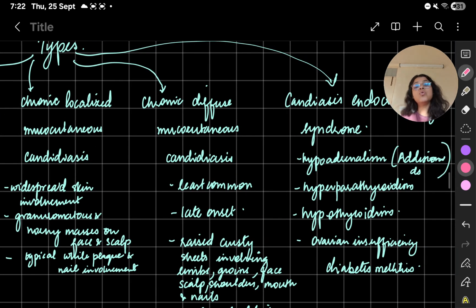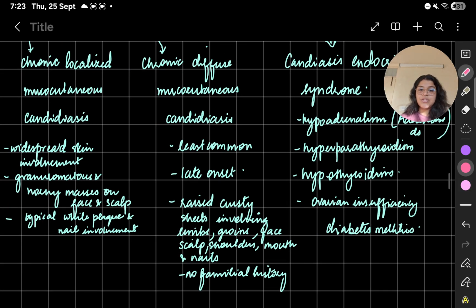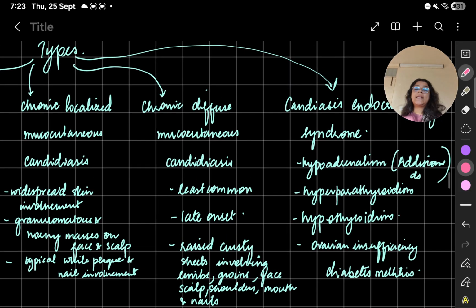Then you have chronic diffuse mucocutaneous candidiasis, which is the least common. It is diffuse, and late onset. It occurs as raised crusty sheets, sheets that peel off, involving the limbs, the groin, the face and the scalp, the shoulders, the mouth, the nails. There is no familial history in chronic diffuse mucocutaneous candidiasis.